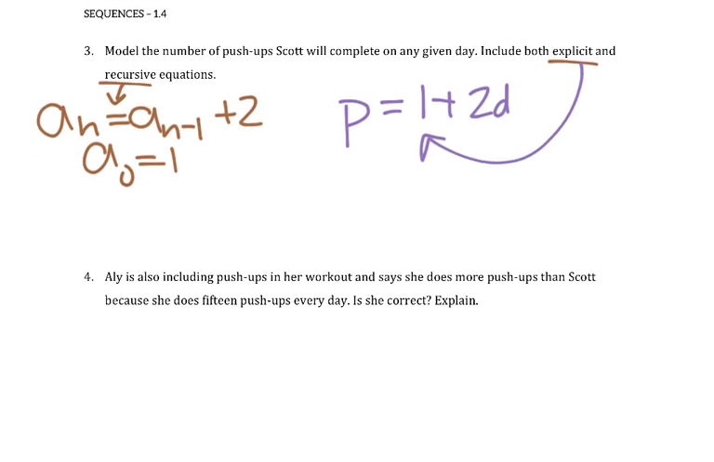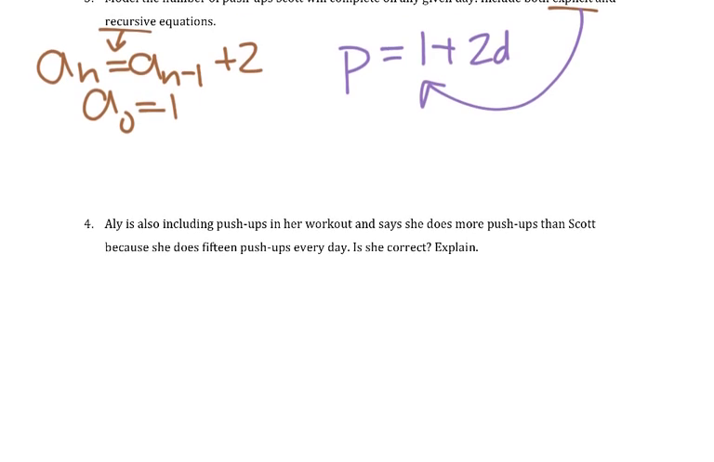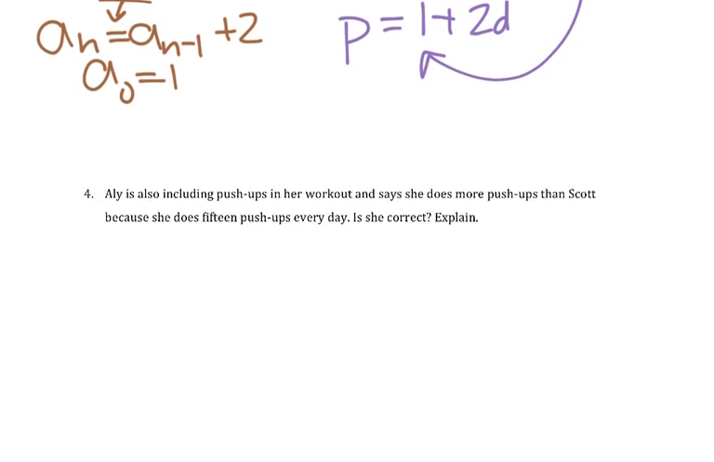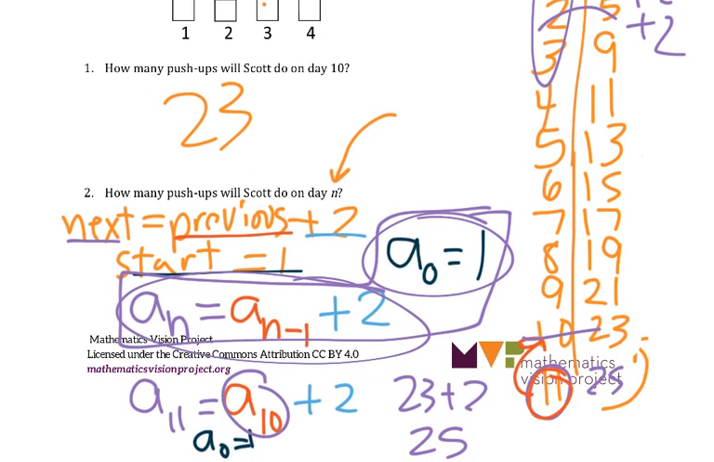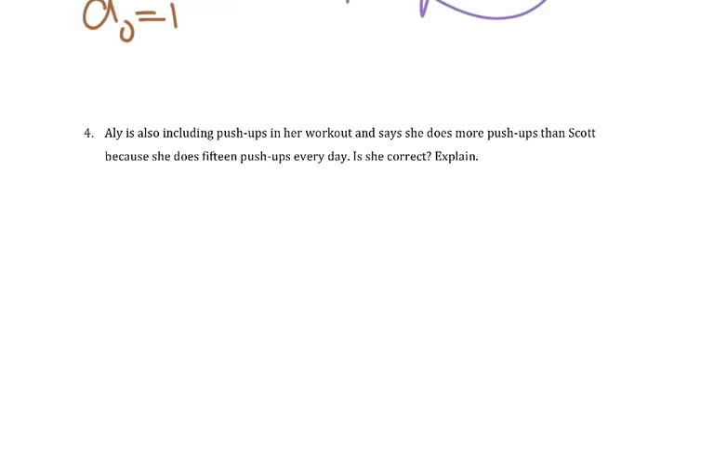Okay. Now 14 says, Allie is also including push-ups in her workout and says she does more push-ups than Scott because she does 15 push-ups every day. Is she correct? Okay, well, think about that. So Scott, as we saw, he actually gets more than 13 after day 7, doesn't he? Okay. Whereas if we look at Allie, on day 0, she does 15 push-ups every day. So we'll say, let's say she started with the same amount, 1. On day 1, she would add 15. Nope, that's incorrect. She would have just done 15, right?